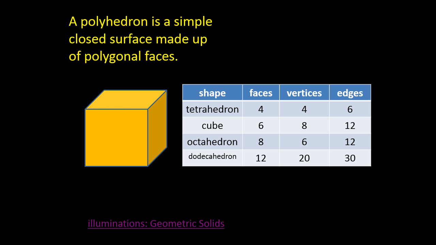Now the number of faces, vertices, and edges actually has a pattern to it for these polygons. That pattern was noticed first by a mathematician named Euler, who came up with Euler's formula, which is that the faces plus the vertices will always equal the edges plus 2 for a polyhedron.